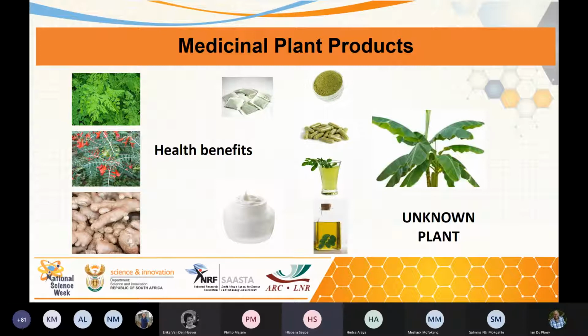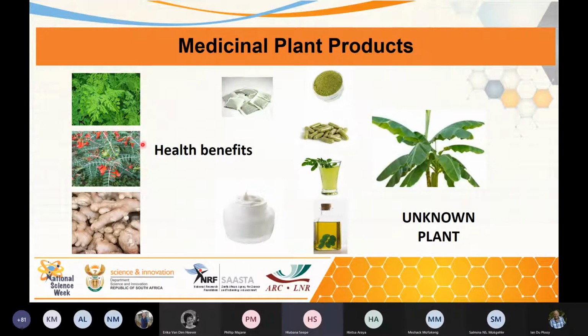There are lots of medicinal plants available in South Africa and all over the world. In these slides, I have only shown a few examples, and you are familiar with them because you might have seen them in the previous presentation. They are not the only ones. There are still lots of these. These natural resources have lots of health benefits in many ways. We can benefit a lot from them.